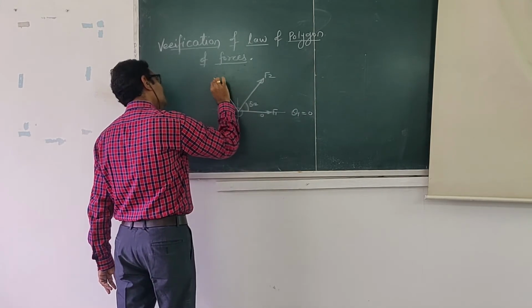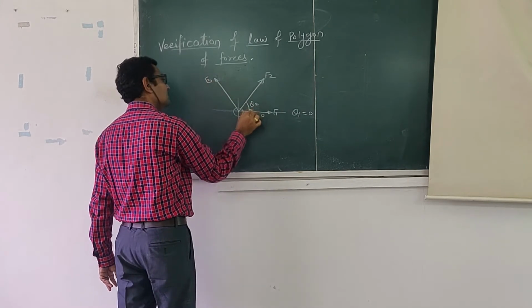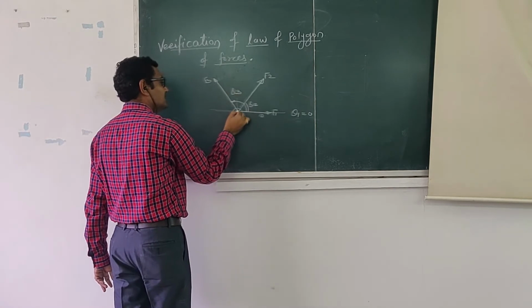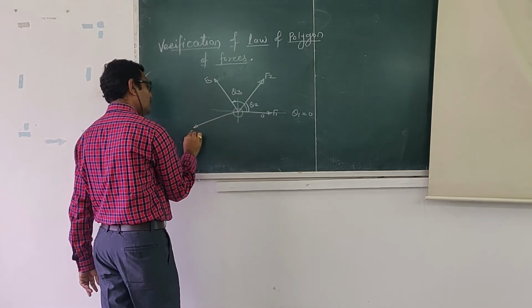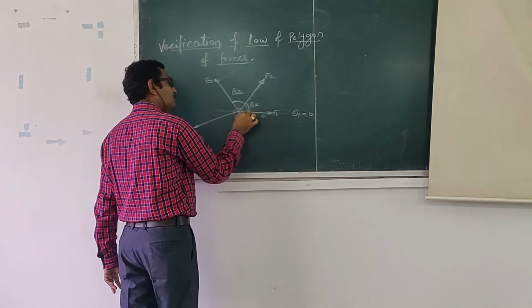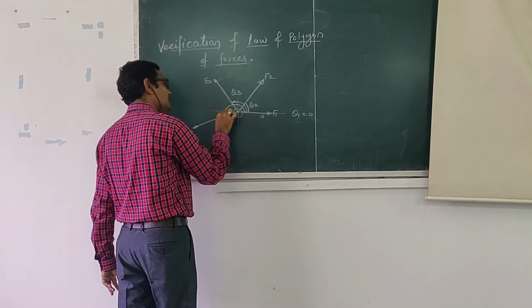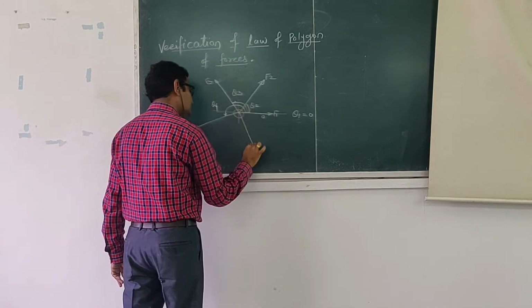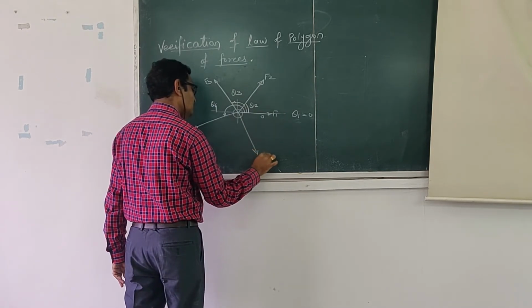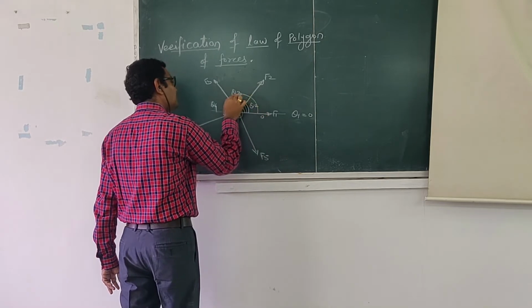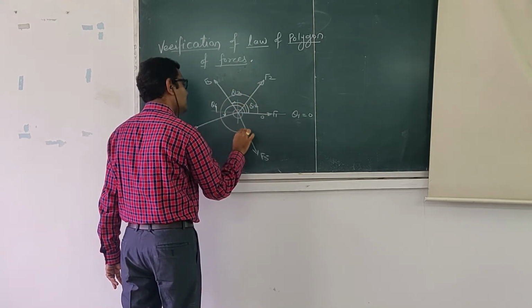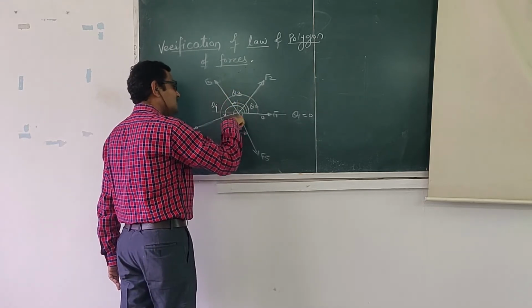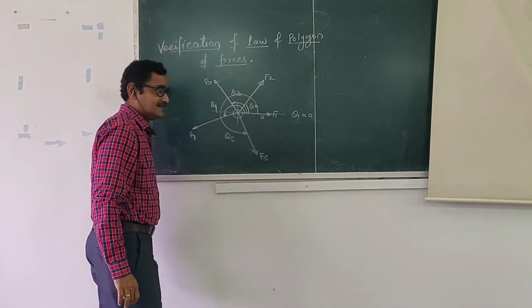Then this is the force F3, and this angle will be theta 3. And this force is F4. The angle that this F4 force makes with respect to the positive x-axis is theta 4, and this is F5, and the angle of F5 with the positive x-axis in anti-clockwise direction is theta 5. We are going to measure all the angles in anti-clockwise direction with respect to the positive x-axis.